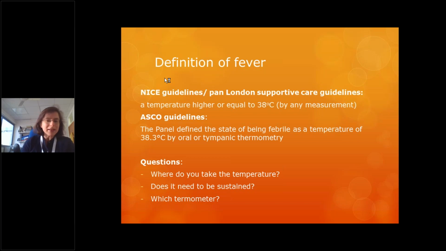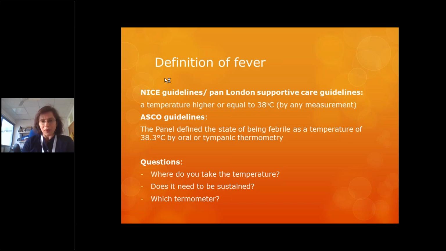Irrespective of any type of measurement, so although we recommend tympanic thermometers, actually it's not specified in the guideline. It doesn't specify that it is supposed to be lasting. But if we look at other guidelines, we find different definitions. Other guidelines define as fever a temperature of 38.3 degrees or higher by oral or tympanic thermometers. So this is essentially something we need to be aware of and we need to agree upon.